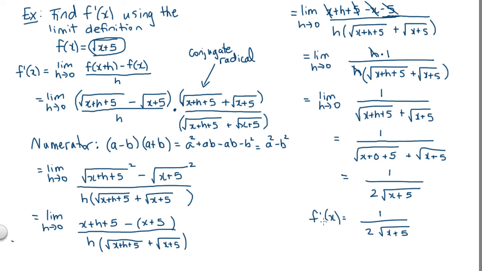So remember, f prime of x represents the slope of the tangent line to our original function f of x, and we could plug in any x value where this quantity makes sense to figure out the slope of the tangent line at that point on the curve.